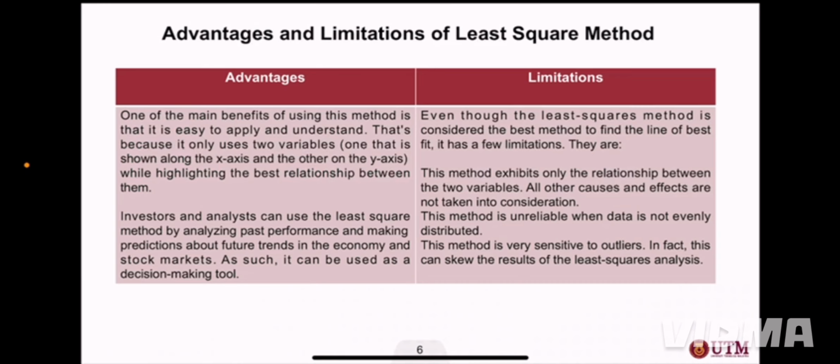This slide is about the advantages and disadvantages of the least squares method. Simply speaking, the advantage is that the method is easy to understand and it gives a clear trend line that we can use for forecasting. But there are also disadvantages. It only works well when the relationship is almost linear, and it is sensitive to strange data points and sudden big changes. So the prediction may not be very accurate.